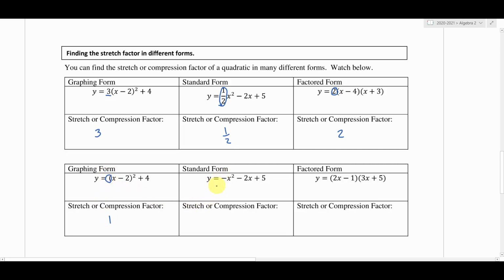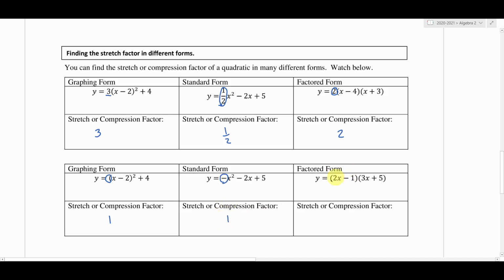Now, over here in the standard form, again, we would look in front of the x squared, and you'll notice there is no number, but there is a negative, right? So that negative indicates that it's been reflected, but again, there's no actual number here, so we get to assume that the stretch or the compression factor is, again, 1. Okay? We're not going to put -1. The negative actually doesn't do anything for stretch or compression. It only flips the parabola up or down.